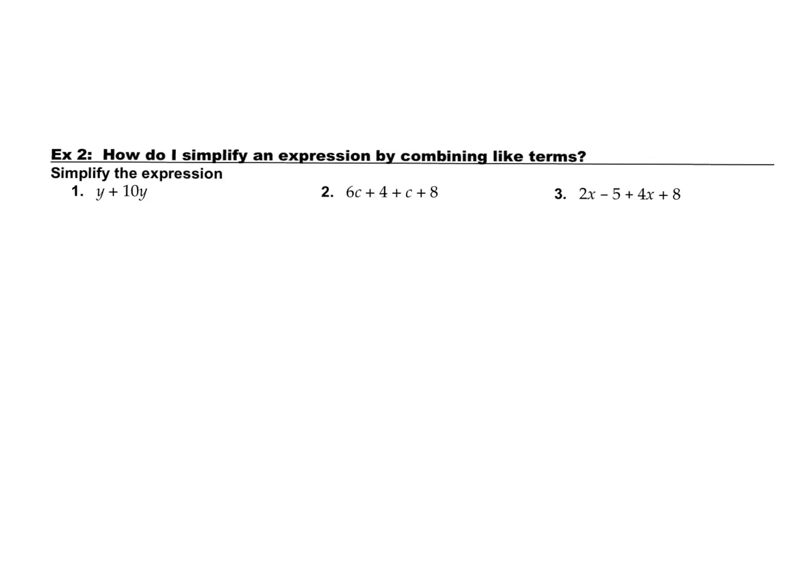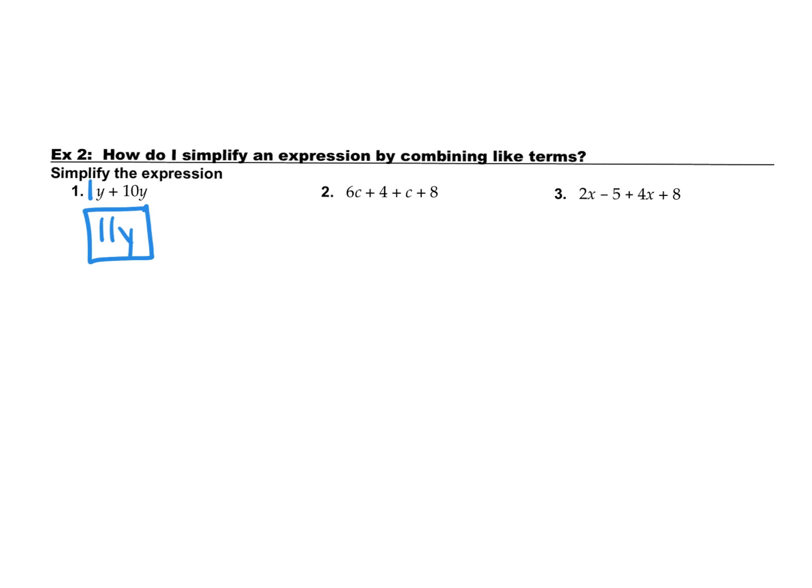So how do I simplify an expression by combining like terms? Remember, combining like terms, you're putting together the numbers that have the same variables, and the variables have to also have the same exponent. We'll show you in one of the following examples what I mean by that. All right, so we're going to simplify these expressions. Now remember, there is a 1 here, 1y. So 1y plus 10y is going to give me 11y.